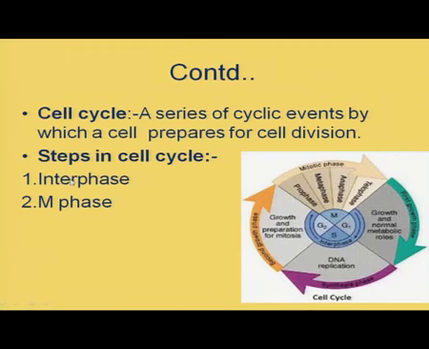Now, what are the different steps in a cell cycle? The first phase we can call interphase. The second phase is known as M phase. Here you can see the picture of a cell cycle. It consists of again different stages.